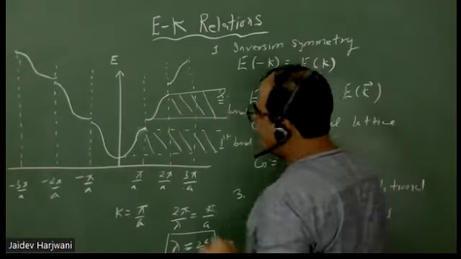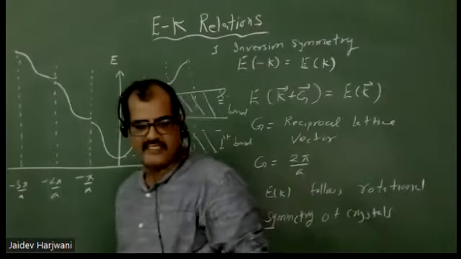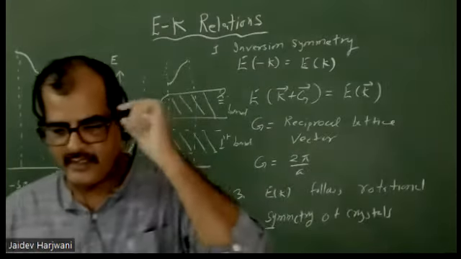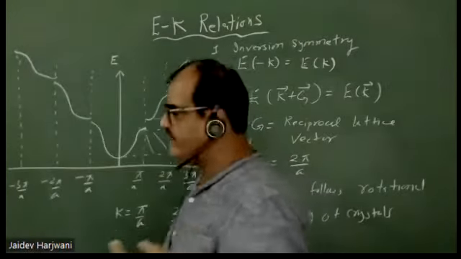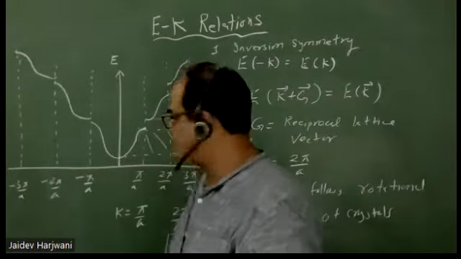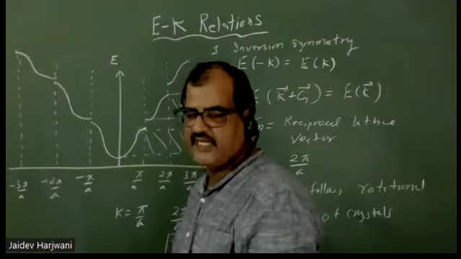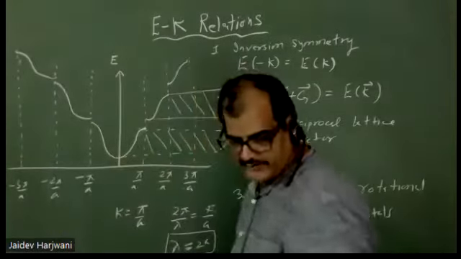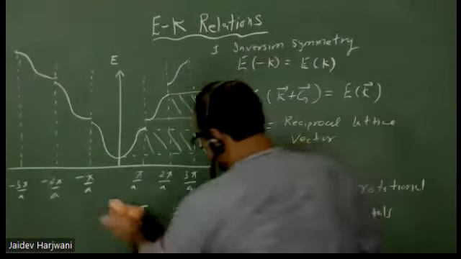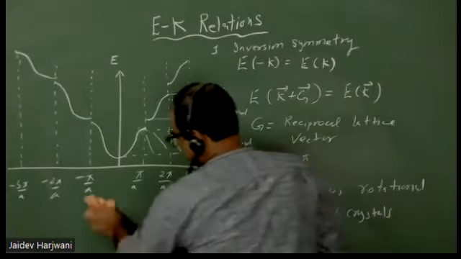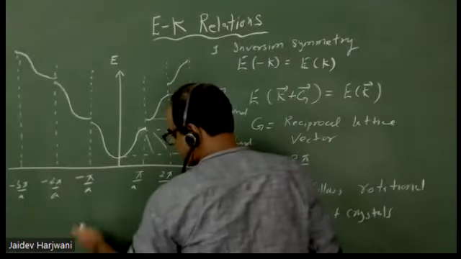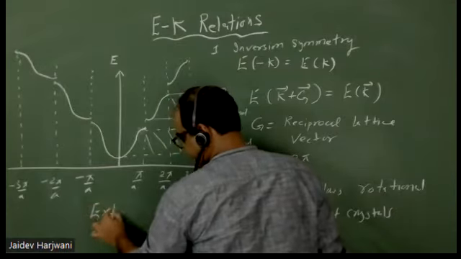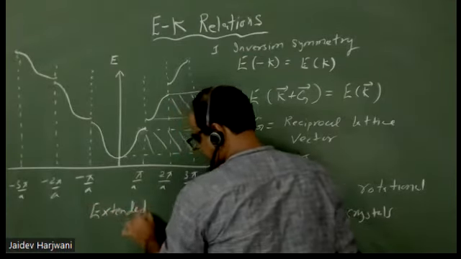So there are many schemes to represent your E(k) relations. Generally when we want a simple presentation of E and k, we represent the E(k) relation in this way. That is called the extended zone scheme. So this type of E(k) relation is called the extended zone scheme.